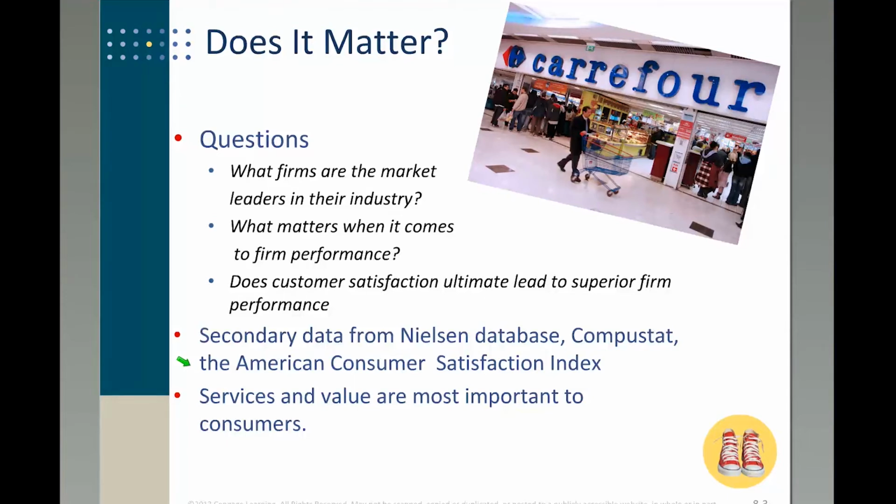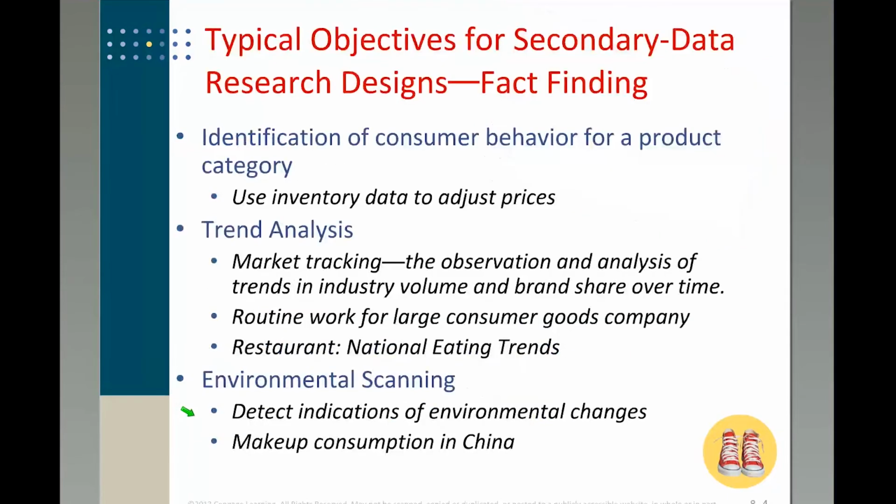And sometimes for a particular industry, for a particular company, the company may not be able to access information about their competitors within the industry. So getting data from such databases is a good choice. And actually, such research has been conducted. It turns out that service and value are the most important to consumers. And such research is carried out using secondary data, that is, data already collected.